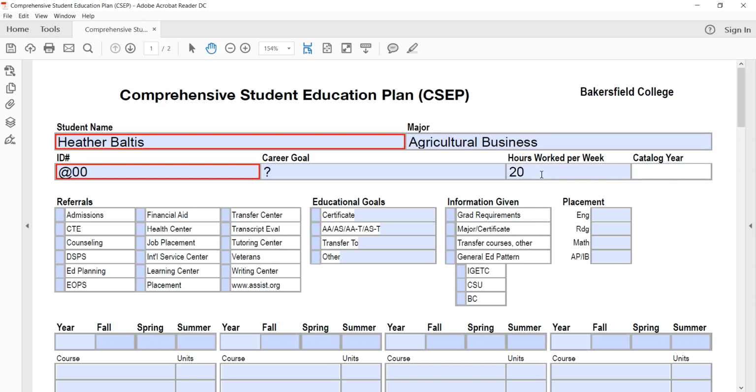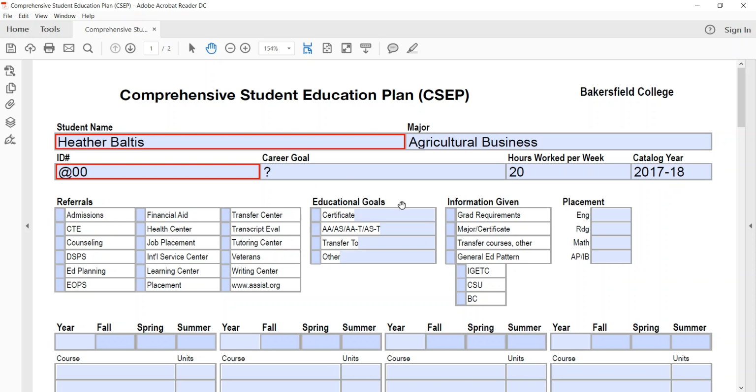Your catalog rights year, this is when you started at Bakersfield College. Again, if you left for a year, your catalog rights will start over. So I'm going to be using this catalog year. So this means that we're going to be looking at fall 2017 through spring 2018, and that makes up a school year.